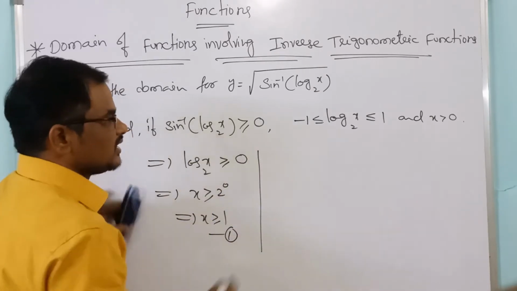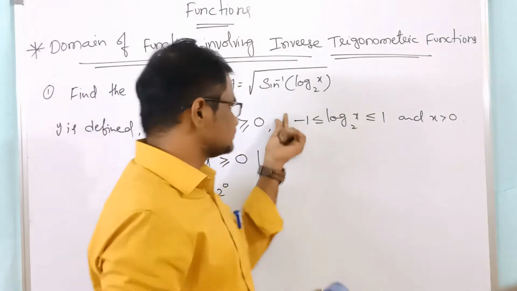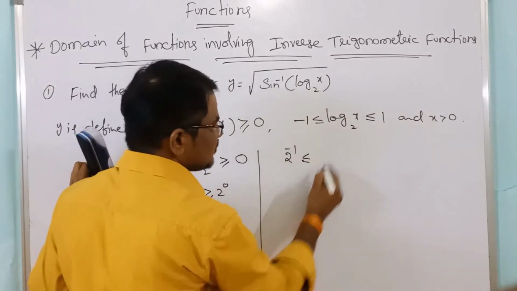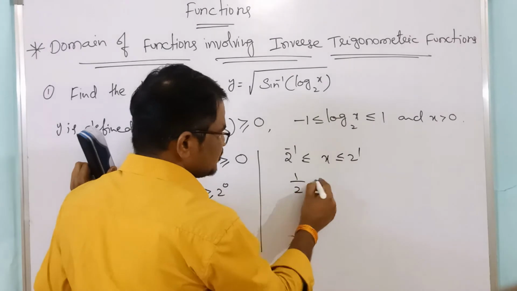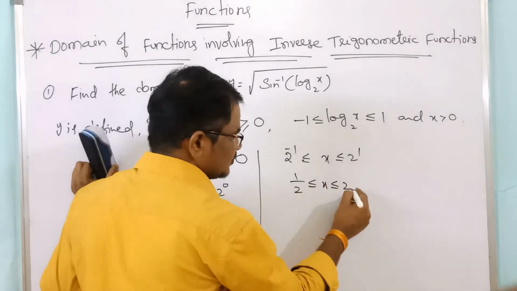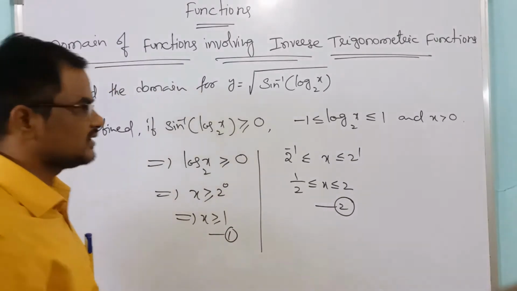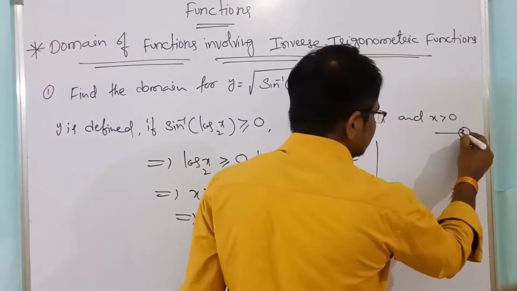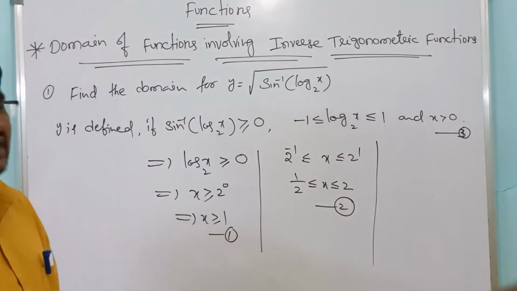Next, this one, with base 2 greater than 1, you can simplify like this: 2 to the power -1 is less than or equal to x, which is less than or equal to 2 to the power 1. So 1 by 2 is less than or equal to x, which is less than or equal to 2. Take this as equation number 2. Next, the third one is x greater than 0. So these three we have to take on the number line.